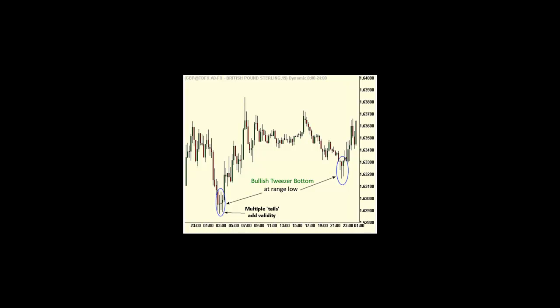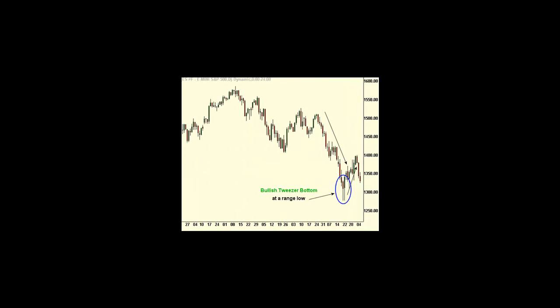Here is an example of a forex pair denoting two bullish tweezer patterns, showing themselves after declines at range lows on an intraday 15-minute chart. Note the multiple tweezer tails in the first setup add great validity to the pattern. Here's an example of a bullish tweezer in an ES index future, showing itself after a decline at a range low on a daily chart.